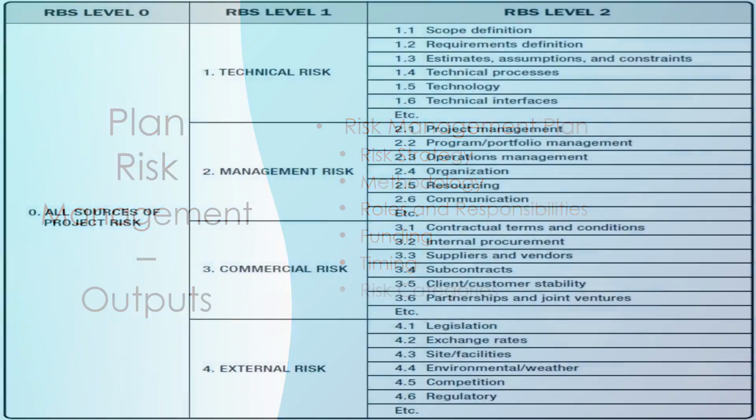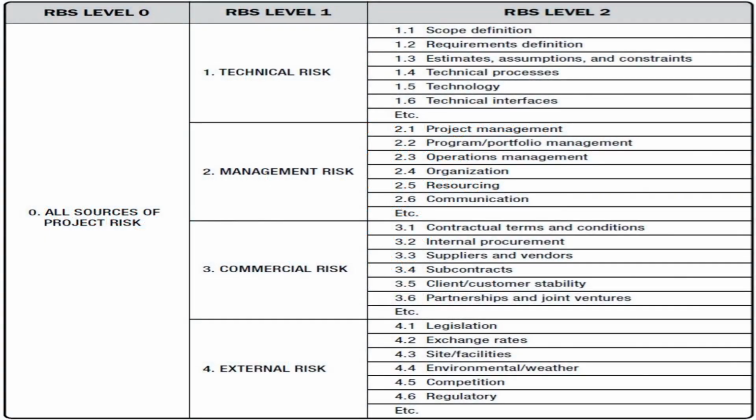The risk categories provide a means for grouping individual project risks. A common way to structure risk categories is with a risk breakdown structure, which is a hierarchical representation of potential sources of risk. A risk breakdown structure helps the project team consider the full range of sources from which individual project risks may arise. This can be useful when identifying risks or when categorizing identified risks.